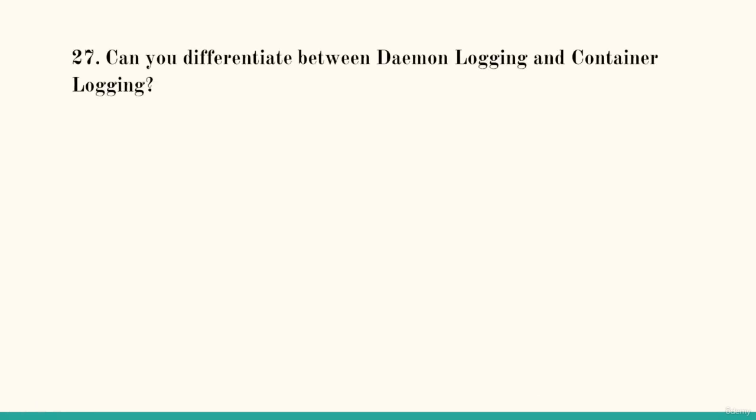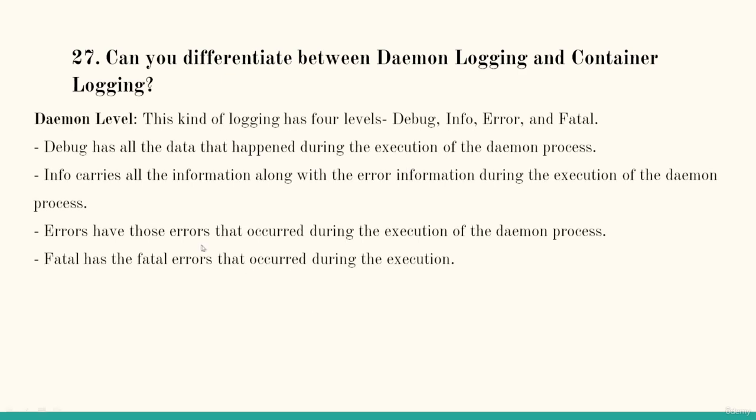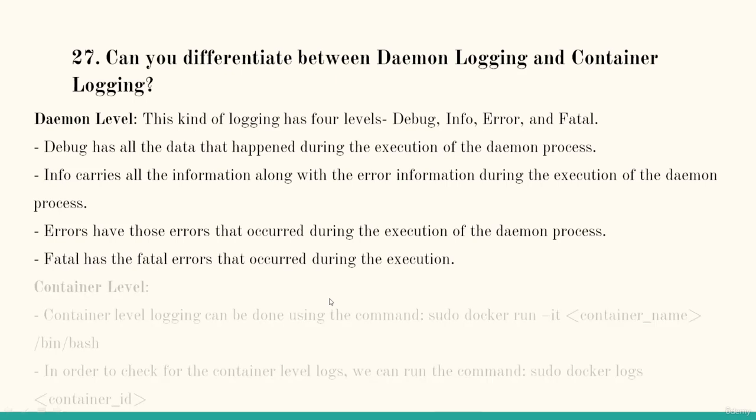Can you differentiate between daemon logging and container logging? Daemon logging has 4 levels: debug, info, error, and fatal. The debug level has all the data that happened during the execution of the daemon process. The info level carries all the information along with the error information during the execution of the daemon. Error has those errors that occurred during the execution of the daemon process. And finally, fatal has the fatal errors that occurred during the execution.